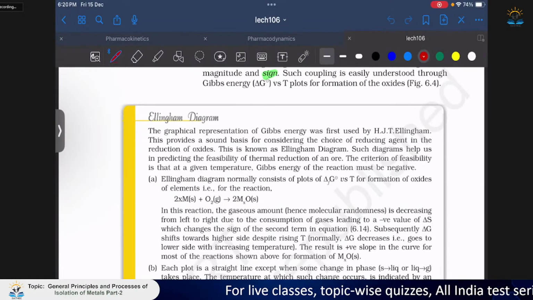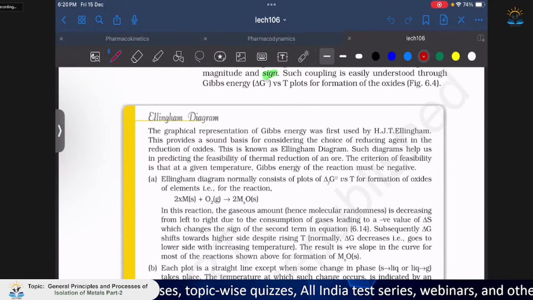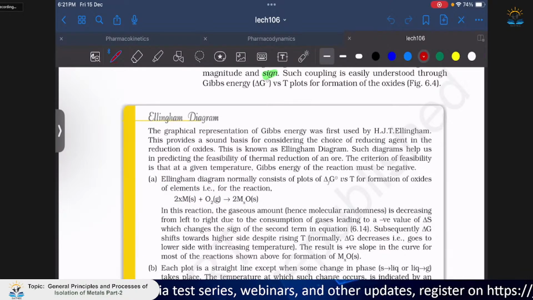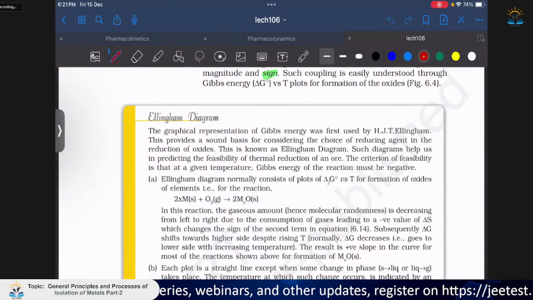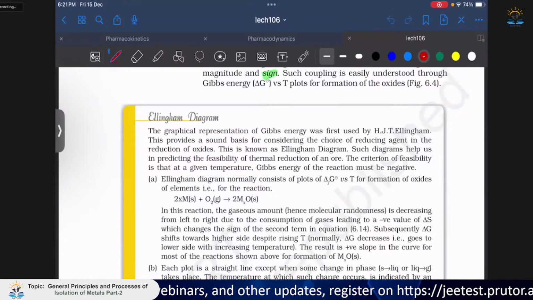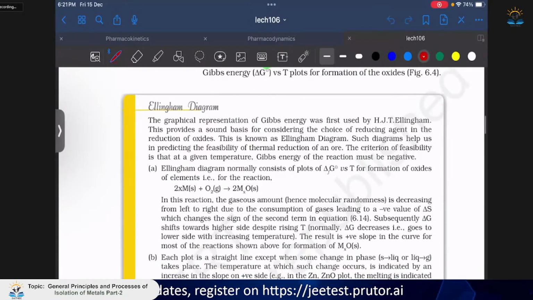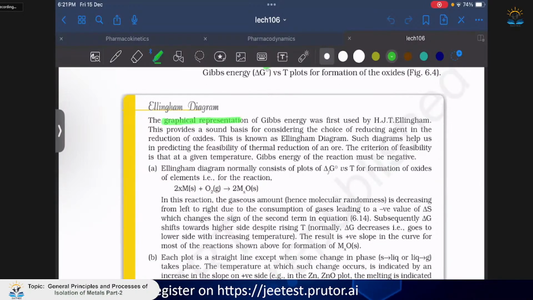otherwise you just increase the temperature so that the Gibbs free energy change becomes negative. That's the role of the metallurgist. They determine whether it is more feasible and economical to increase the temperature or to add a suitable reducing agent. Both of these factors can be presented in a diagram called the Ellingham diagram. It is a graphical representation of Gibbs energy versus temperature.